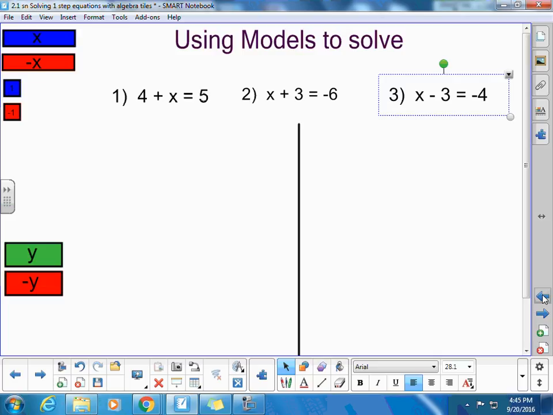So let's go back and we'll do number 3 because that's a little bit different. So let's build number 3. We have x and then we have minus 3. Minus and negative are the same. So x minus, oh, sorry, I'm building them on the wrong side. x minus 3 equals negative 4.